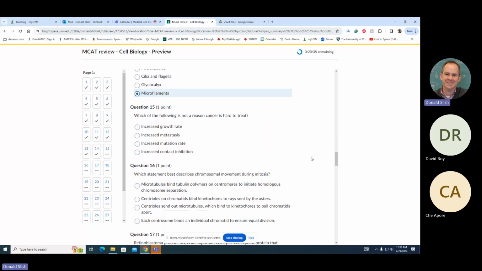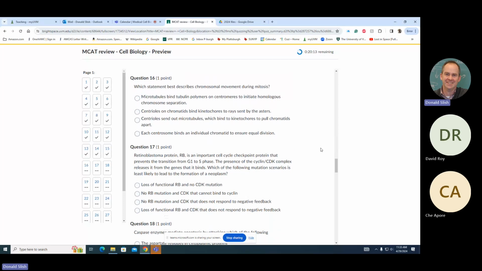Which of the following is not a reason cancer is hard to treat? That's definitely true. This is definitely true. This is true. Increased contact inhibition. What we talked about last week is it's got decreased contact inhibition, right? And that allows them to form tumors and keep getting bigger.